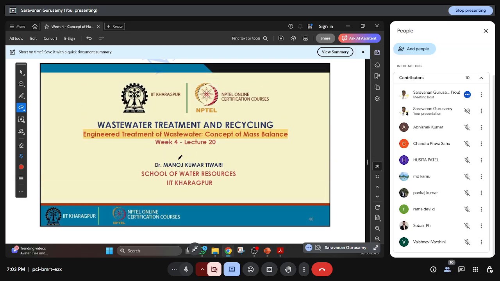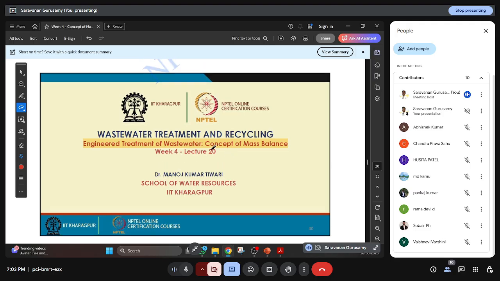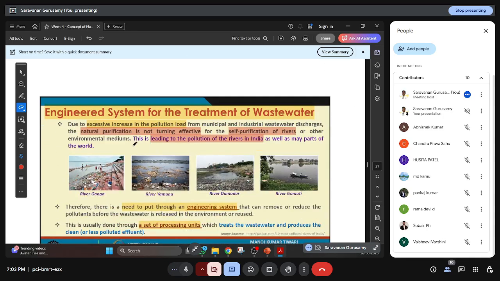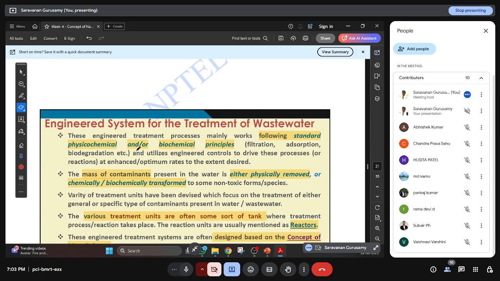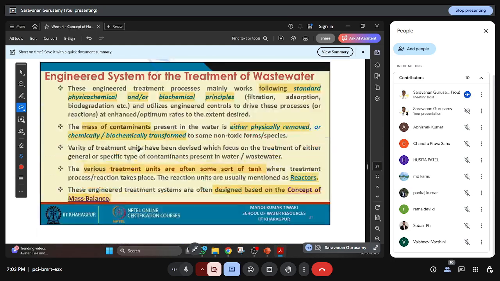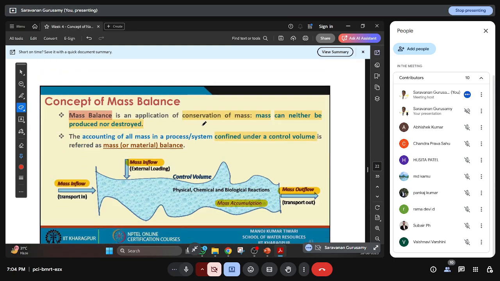So again, here there is a concept of mass balance. That's what the question asked the first time, in the lecture itself. What is mass transfer? What is mass transformation? Whenever there is a mass, it will always be balanced. That's the first line of the lecture. Conservation of mass: mass can neither be created nor destroyed. That is the mass balance concept.